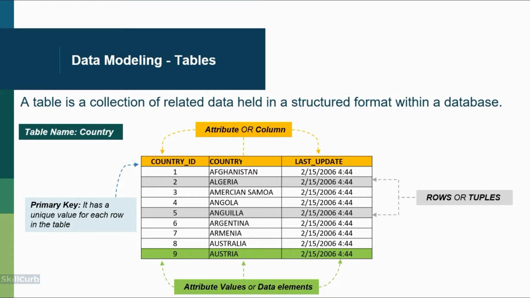Another important concept is the primary key. Each of these rows that you see is identified by a unique identifier. So country ID 1 through 9 is unique: 1, 2, 3 up to 9. You don't see that being repeated. Understanding the way tables are structured is very important in defining the relationships that we're going to learn in the following slides.